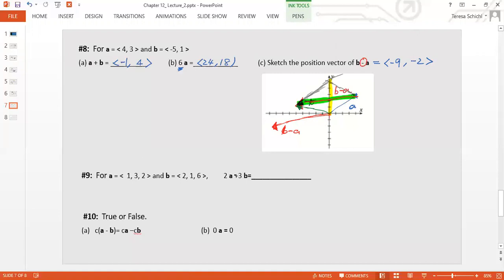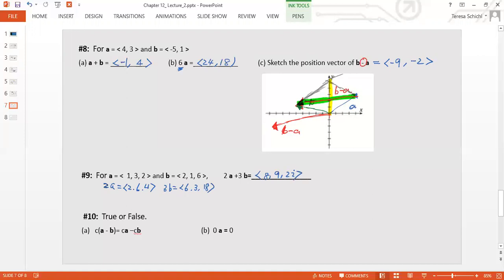Number 9 is super easy. So 2A plus 3B is here. So you can just write 2A, which will just be 2, 6, 4, and 3B is 6, 3, 9. So you add it. This is super easy. When you add it, it will be 8, 9, 22. All right, so I expect everybody to know how to do this.